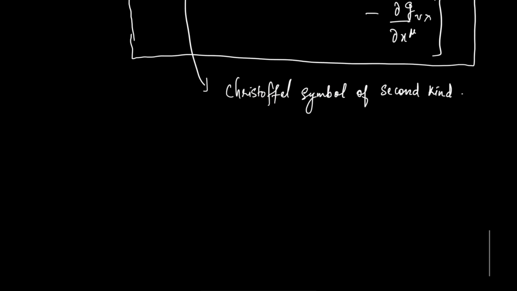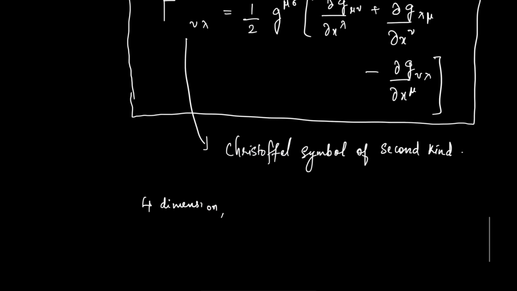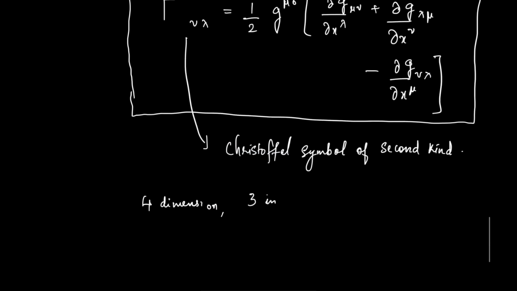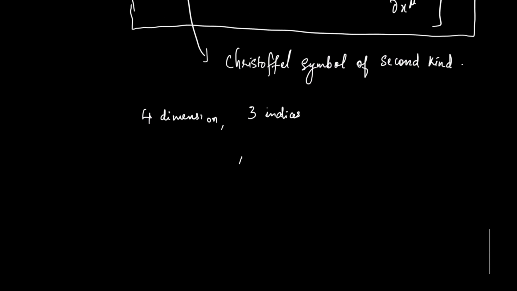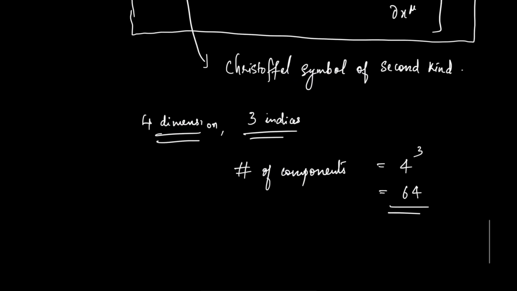Now in 4 dimension, if you are considering 4 dimension, then Christoffel symbol has how many indices? 3 indices, right? So 4 dimension and 3 indices. If you are considering 4 dimensions, then the number of components of the Christoffel symbol will be 4 raised to 3. That is number of dimension raised to indices. So there will be 64 components. The Christoffel symbol will have 64 components if you are considering 4 dimension. Okay.